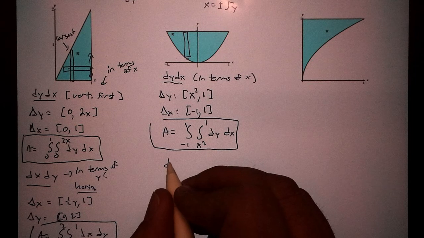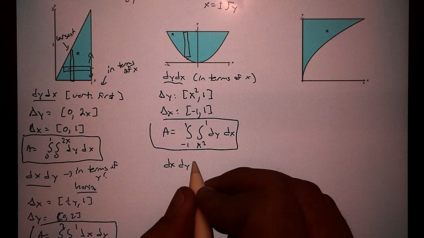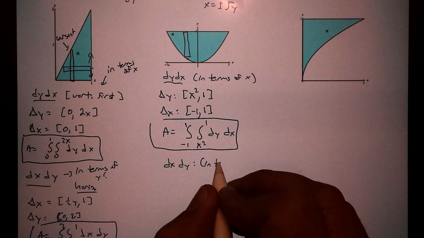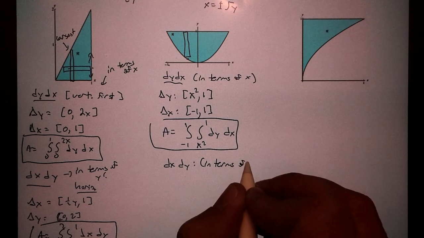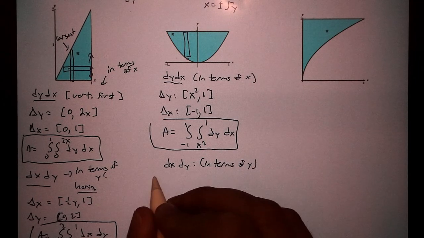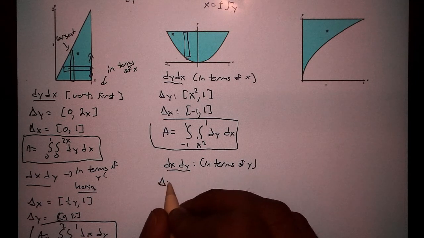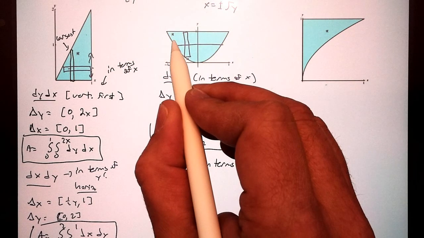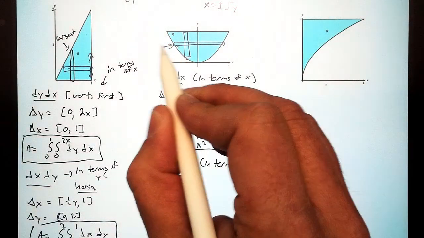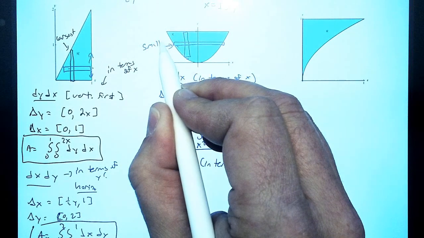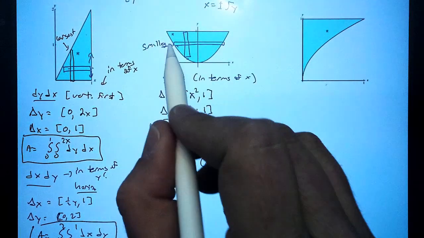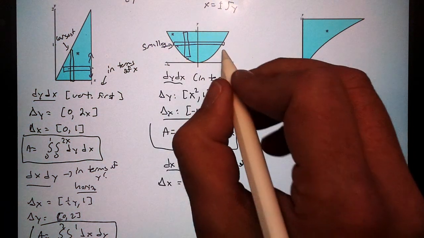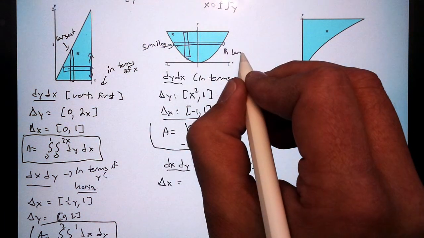Again, what if we want to do dx dy? Well, now we have to be in terms of y. Be very careful with this one. My change in x first, okay? So if I do horizontal, ready? What's my smallest? Remember, this is now in terms of y. And what's my largest y value?